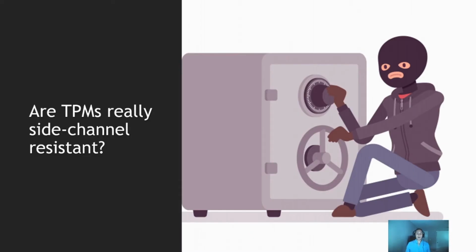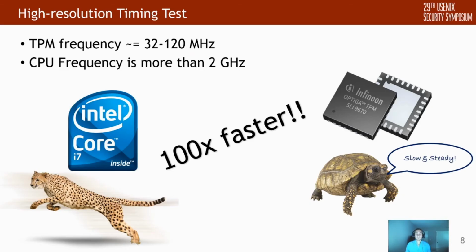So the question is, are these devices actually secure against side channel attacks? One interesting class of side channel attacks is timing attacks, as they are not intrusive and we don't need special equipment to perform these attacks. And if a device is vulnerable, sometimes you can also do timing attacks remotely.